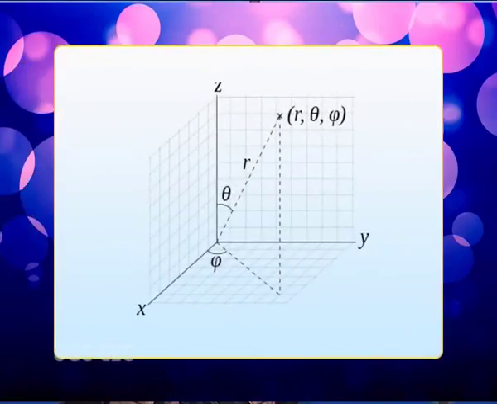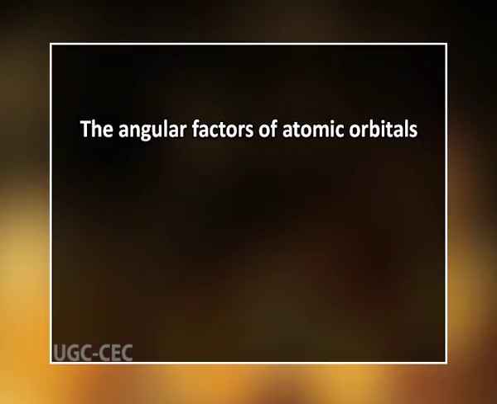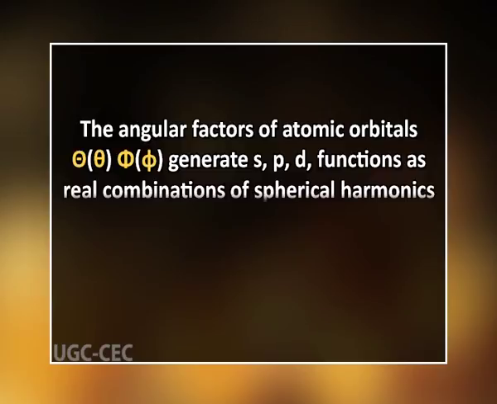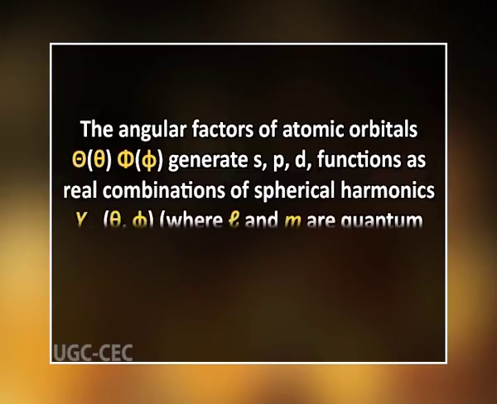The advantage of spherical coordinates for atoms is that an orbital wave function is a product of three factors, each dependent on a single coordinate: Ψ(r, θ, φ) = R(r) Θ(θ) Φ(φ). The angular factors of atomic orbitals, that is Θ(θ) and Φ(φ), generate s, p, d functions as real combinations of spherical harmonics Y_lm(θ, φ), where l and m are quantum numbers.